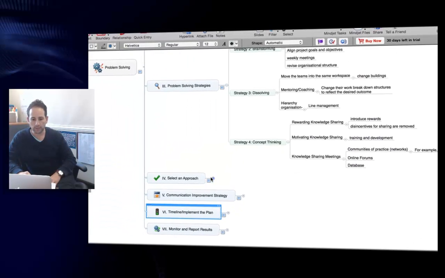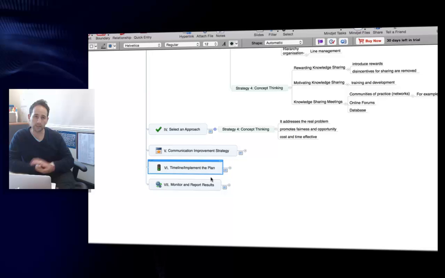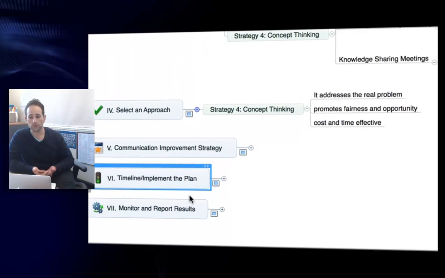Now, I have to select an approach. I selected the concept thinking approach because firstly, I believe that this really addressed what the real problem was, and that was knowledge sharing. And secondly, I believe that this approach was the most fair and the most equal and created the most amount of positive opportunities for both teams.